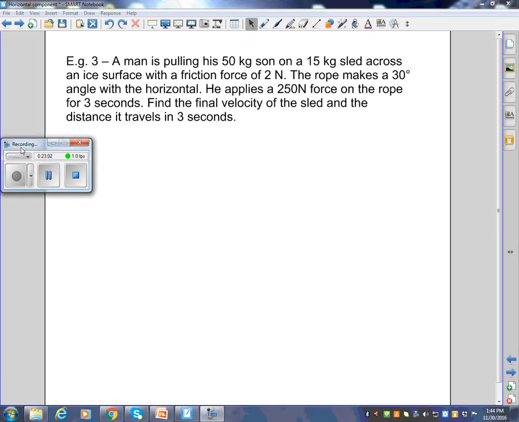Here's example number 3. I've added a couple more steps. Let's read it together. A man is pulling his 50 kilogram son, he's big, on a 15 kilogram sled across an ice surface with a friction force of 2 newtons. The rope makes a 30-degree angle with the horizontal. He applies a 250 newton force on the rope for 3 seconds. Find the final velocity and the distance it travels in 3 seconds.